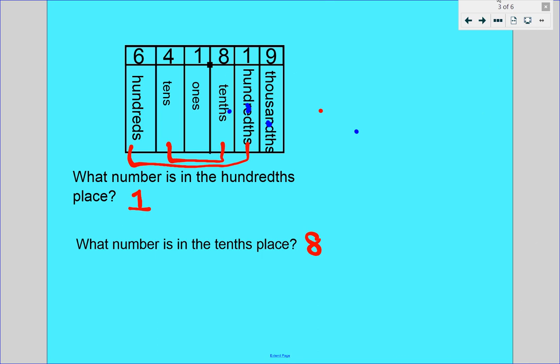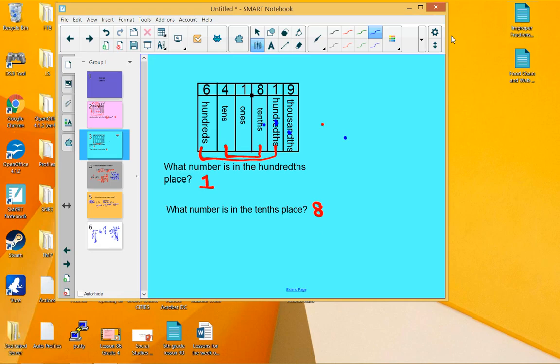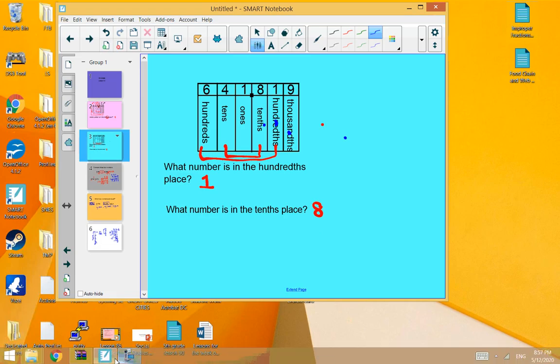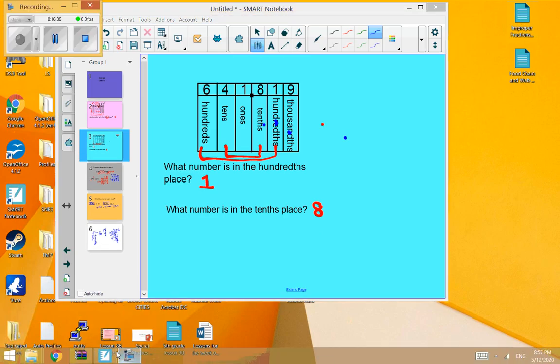You have a sheet to do, a Google sheet to do, Google form. So go ahead and get that done, and I hope you guys have a great weekend.